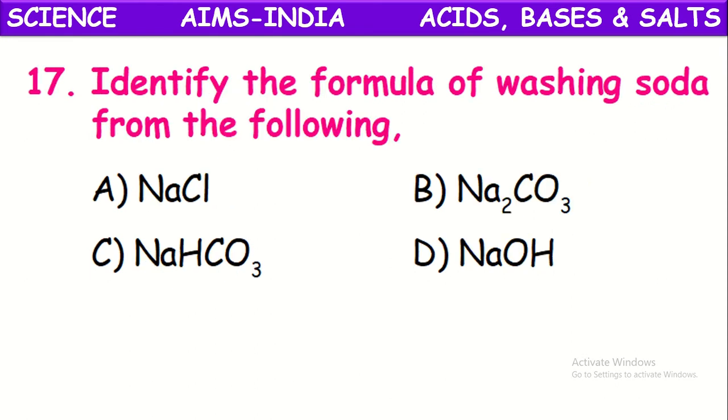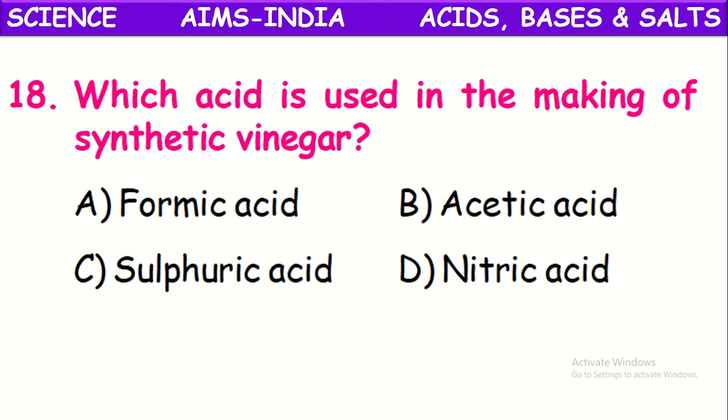Next one. Identify the formula of washing soda. Washing soda is sodium carbonate, where it is mentioned Na2CO3. Sodium carbonate is present in washing soda. It is the formula of sodium carbonate, Na2CO3. Okay, sodium carbonate.